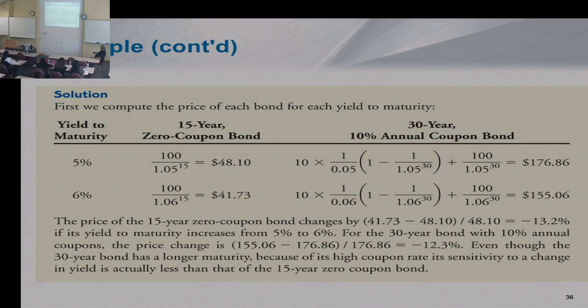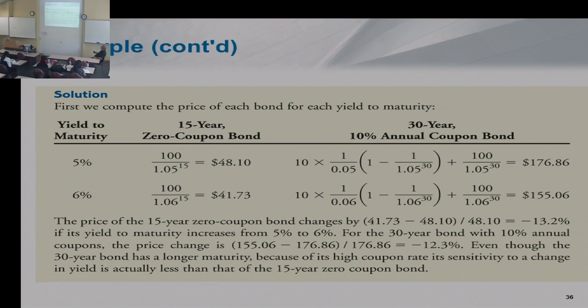So the zero coupon bond at 5% and at 6%. When interest rates rise, the bond falls, and it falls 13.2%. The 10% annual coupon bond, we've seen that before, at 5% it's 176, at 6% it's 155. So the price falls 12.3%. So the 15-year bond actually had a bigger change in price, which is not what you expected.